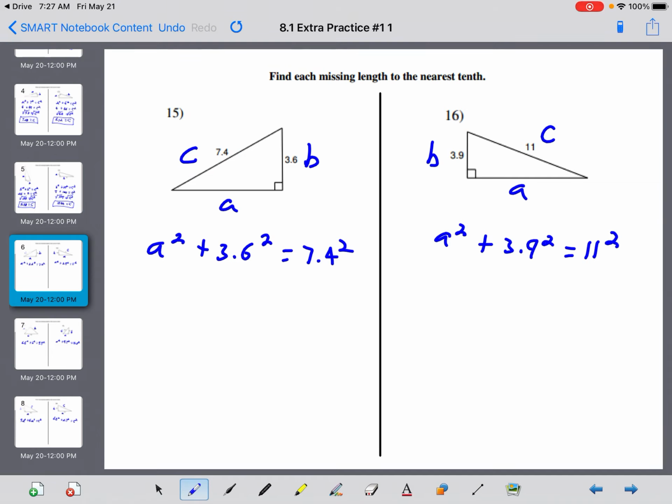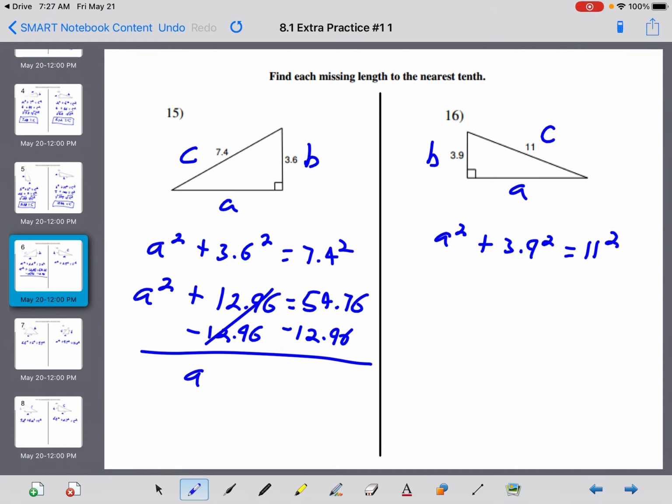All right, now we're looking for a, so a squared has to stay. 3.6 squared is 12.96. 7.4 squared is 54.76. Subtract 12.96 on both sides. And a squared equals 41.8. And the square root of 41.8 is 6.46.